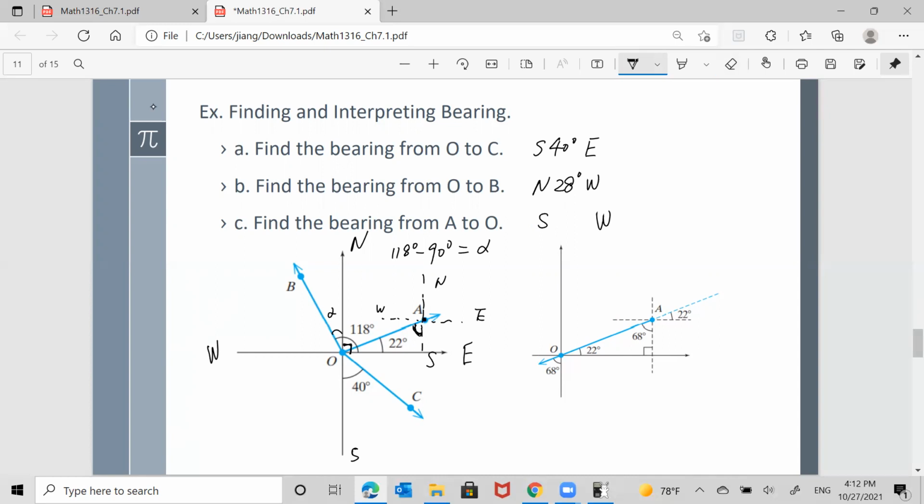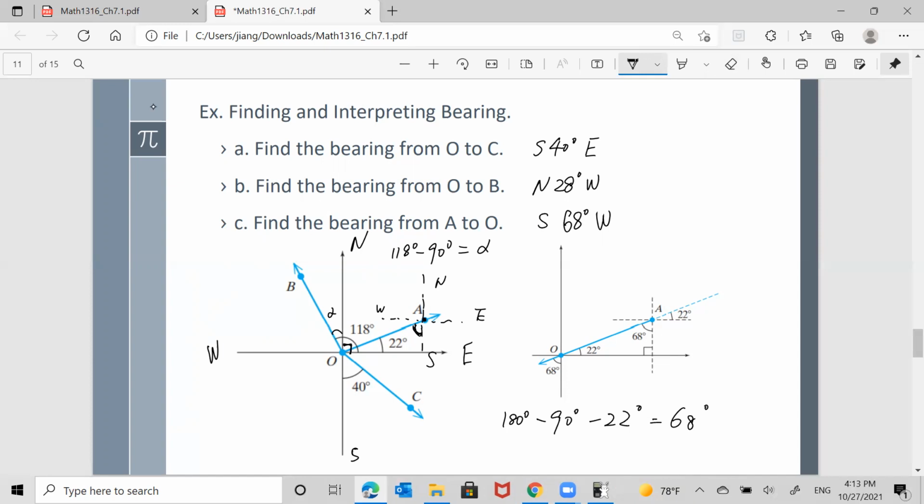In this right triangle, this is 90, this is 22. Use 180 minus 90 minus 22. So we have 180 degrees minus 90 degrees minus 22 degrees. That should be 68 degrees. So here is 68 degrees.